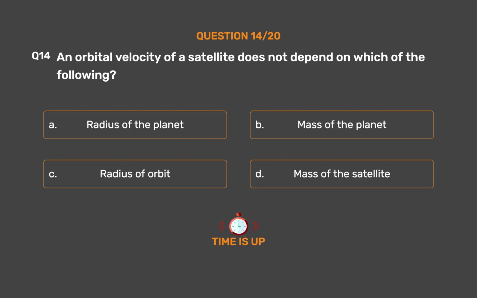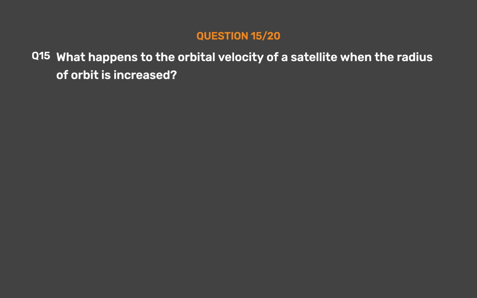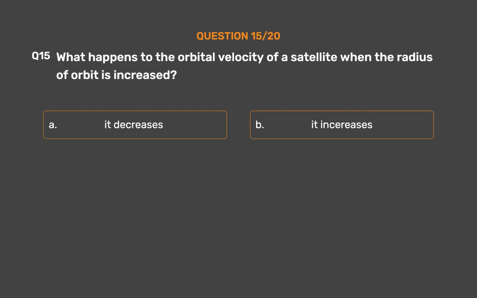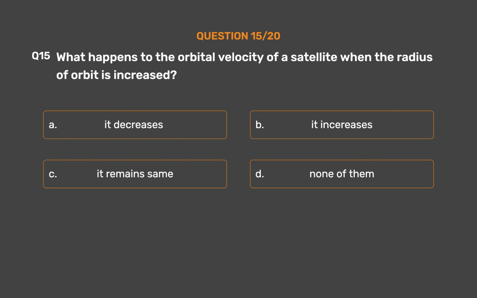The correct answer is Option D. Mass of the satellite. Question number 15. What happens to the orbital velocity of a satellite when the radius of orbit is increased? Option A. It decreases. Option B. It increases. Option C. It remains same. Option D. None of them.